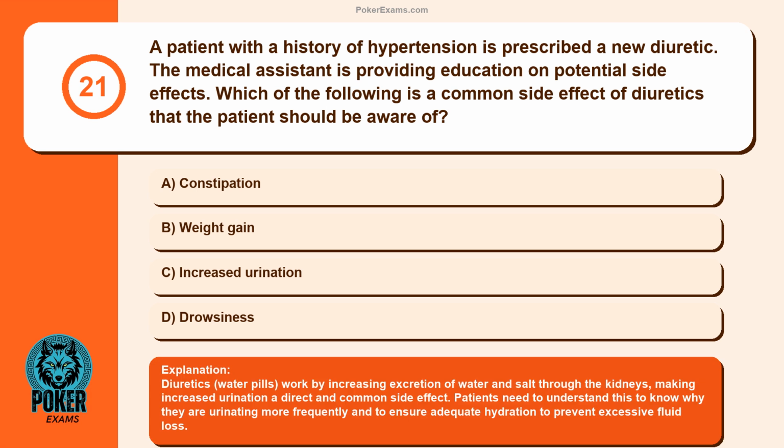Diuretics, water pills, work by increasing excretion of water and salt through the kidneys, making increased urination a direct and common side effect. Patients need to understand this to know why they are urinating more frequently and to ensure adequate hydration to prevent excessive fluid loss.